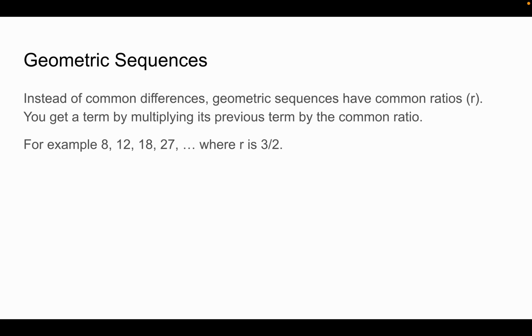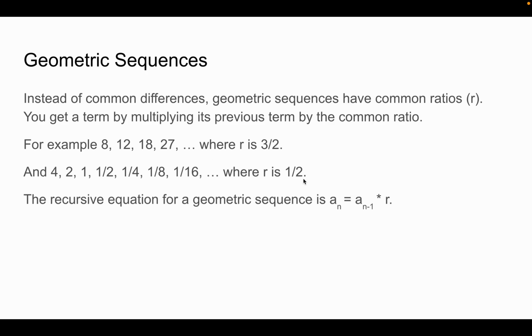For example, in 8, 12, 18, 27, r is 3 over 2, and in 4, 2, 1, 1/2, and so on, r is 1/2. And you see that 8 times 3 over 2 is equal to 12, 12 times 3 over 2 is equal to 18, and so on. 4 times 1/2 is 2, 2 times 1/2 is 1, and you see the point.